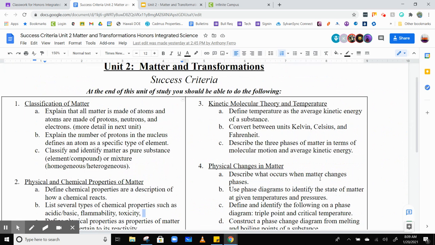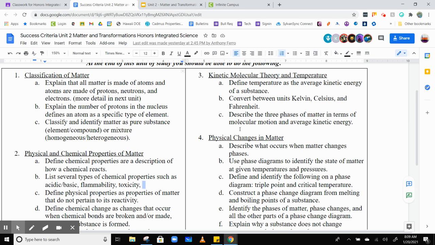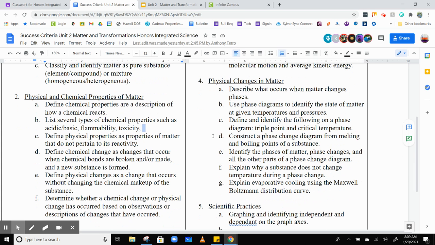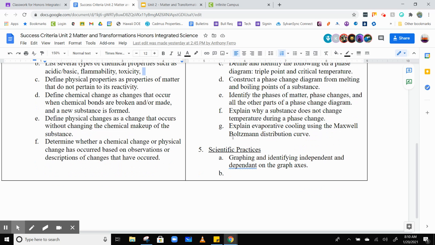And then on the other side here, we're going to talk about kinetic molecular theory and how it relates to temperature. Then we're going to convert between temperature scales. We're going to look at the 3 phases of matter in terms of molecular motion and kinetic energy. Then we're going to look at physical changes in matter, so phase diagrams. What happens when things change phases at a molecular level? We'll talk about phase diagrams and phase change diagrams, which are a little bit different, and all that stuff. We'll talk a little bit about evaporative cooling and the Maxwell-Boltzmann distribution curve.